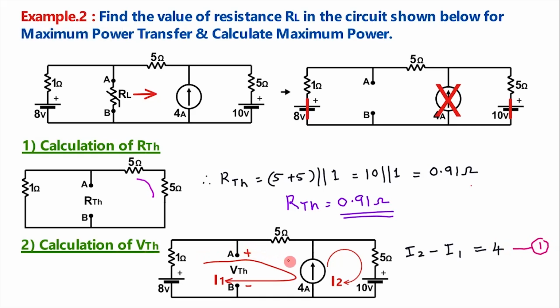As current is flowing in this way, it is entering here, so it is positive, and leaving here it is negative. Current is entering here, so it is positive, then leaving here negative. Likewise, here it is positive and this is negative.